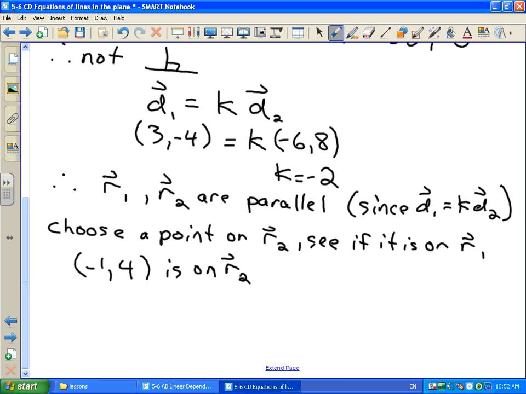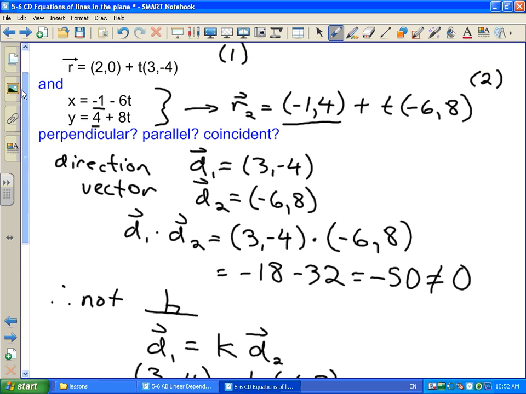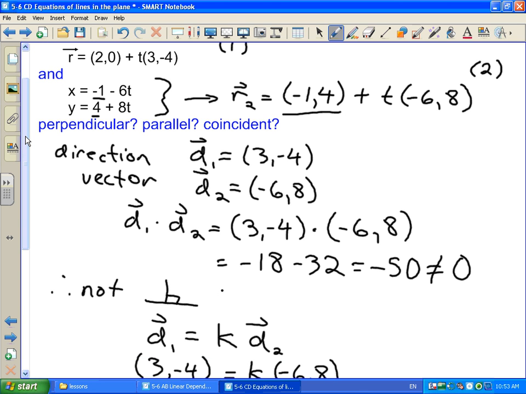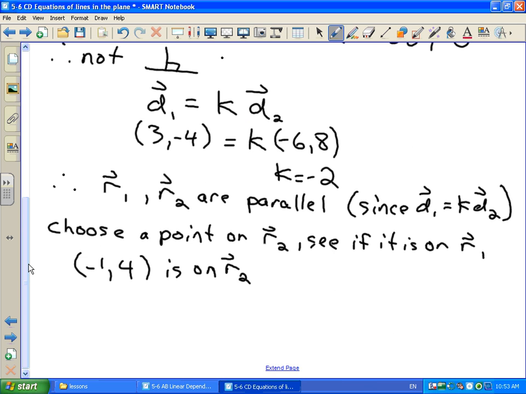How can we check to see if it's on R1? Well, we can sub it in. Oh, the way we checked that last time was we used the parametric equation. So we should probably do this the other way around. We've got the parametric equation for R2, so we should pick a point from R1 and see if it satisfies this parametric equation that we have for R2. So let's just reverse this here. Pick a point that is on R1, see if it also is on R2. So the point that we know is on R1 is 2, 0.